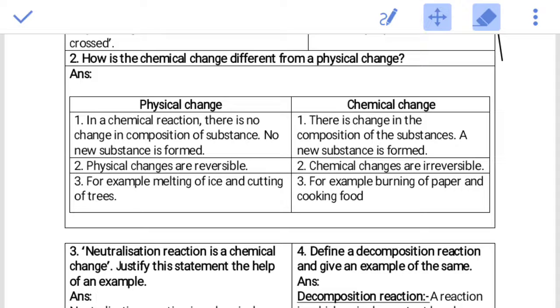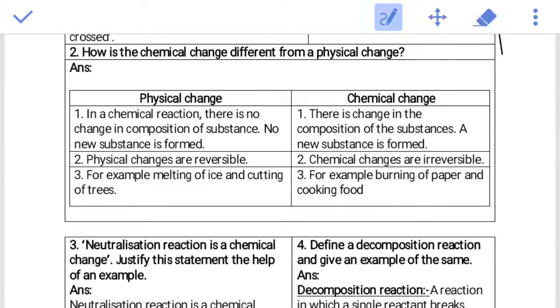But chemical changes are irreversible. For example, burning of paper. Once the paper is burned, we cannot take it back to the original form. The next example is cooking of food. In both burning of paper and cooking food, a new substance is formed. We call it a chemical change.